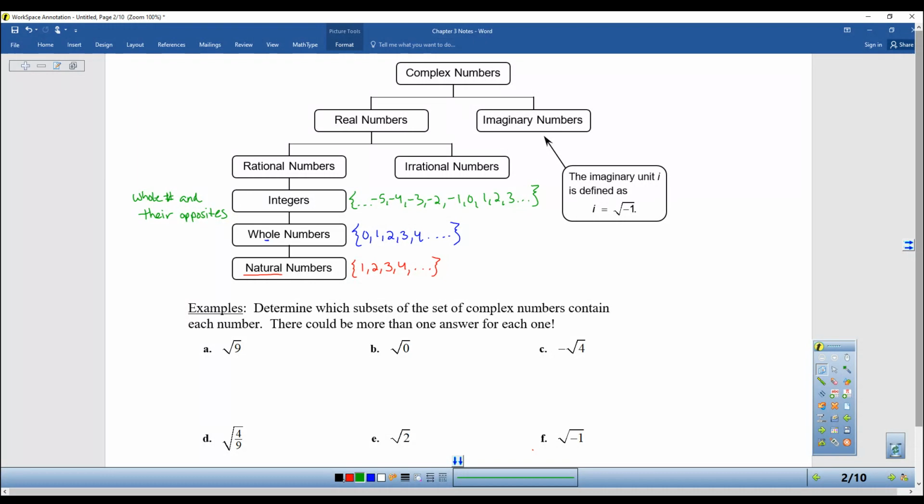Now we get into rational numbers. Rational numbers is anything that can be written as a ratio. That's the definition of a rational number. So even a number like 3 is a rational number because you could write it as 3 over 1. 0.75 is a rational number because you could write it as 3/4.